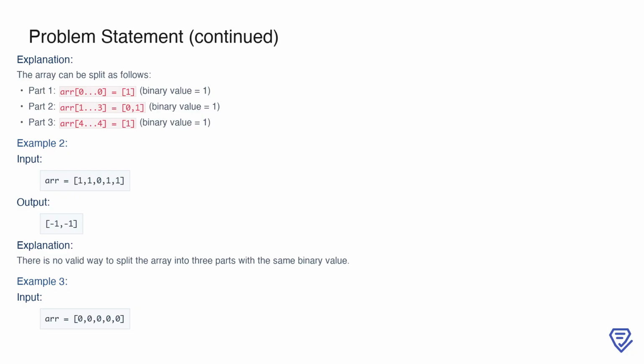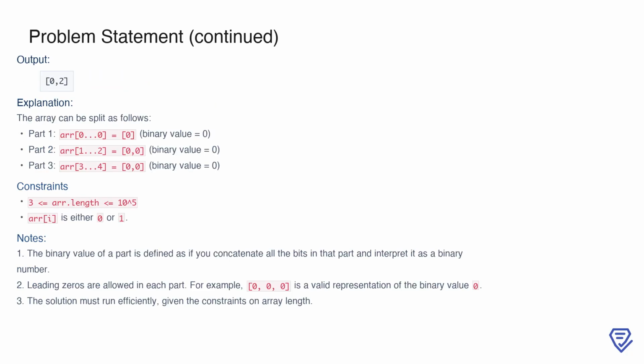Finally, consider the third example, where the input is 0, 0, 0, 0, 0. Here, the array consists entirely of zeros, and the binary value of all parts is 0. A valid split would be to divide the array into 0, 0, 0, and 0, 0. These 3 parts all have the binary value 0, so the output is 0, 2, indicating the indices that separate the array into these segments.